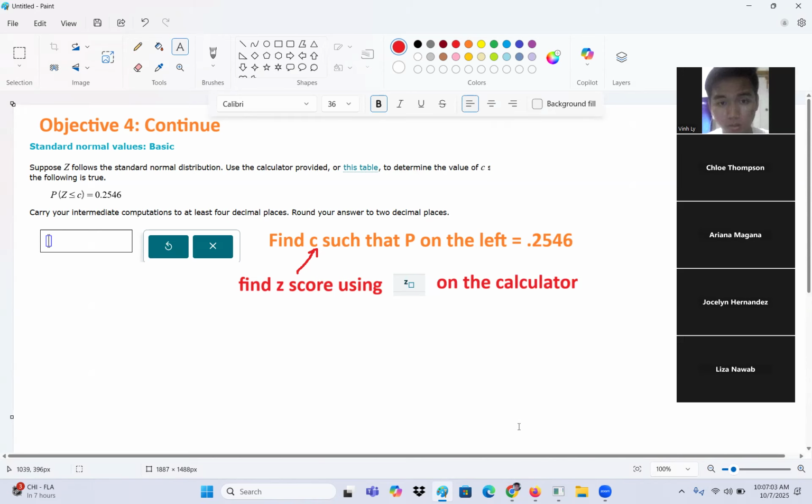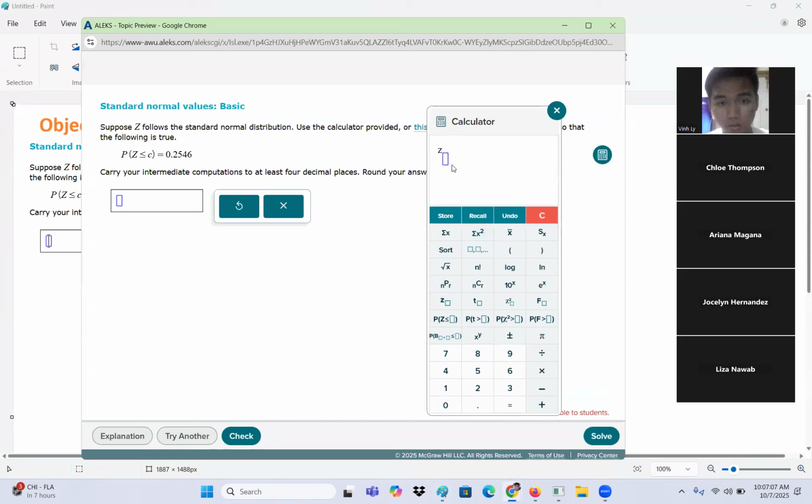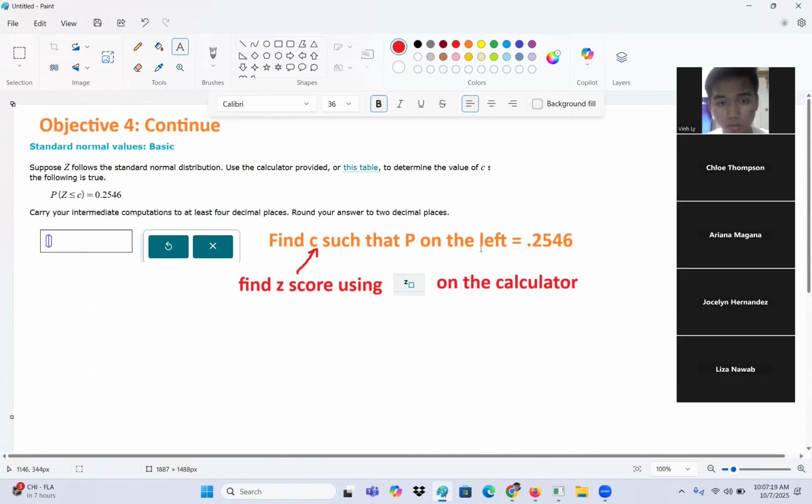Now let's compute the z-score of 0.2546. Let's see how it goes. We got a z-score of 0.66. So using a calculator, you can figure it out.